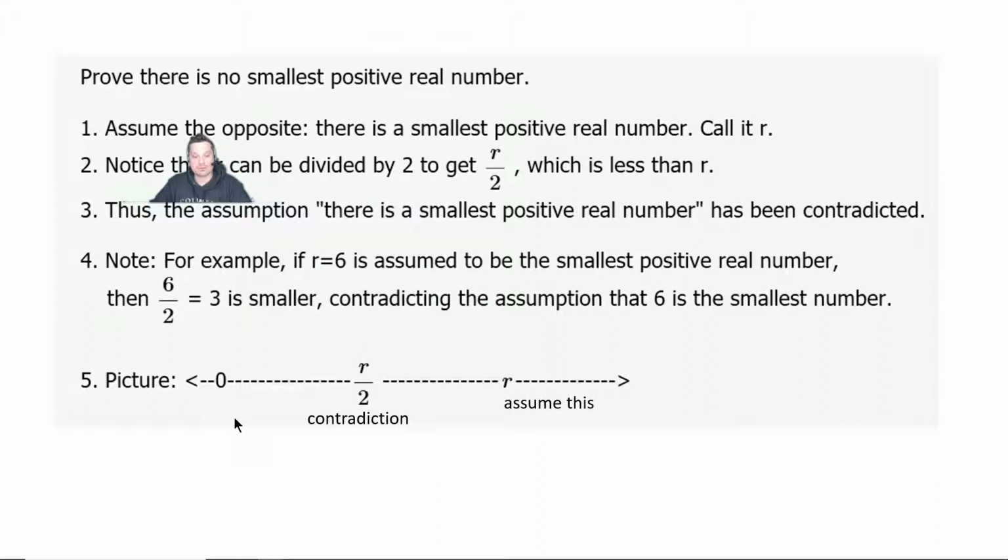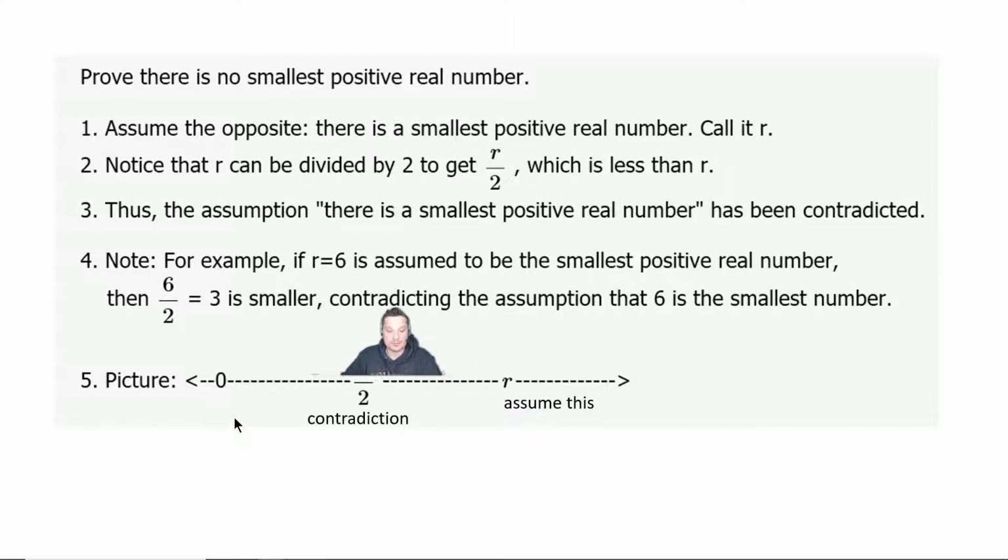So first of all, assume the opposite of what? That's the first part, right? So this says there is no smallest positive real number. So assume the opposite, meaning that there is a smallest positive real number. And for the sake of having a symbol, call that number r. So what we're assuming is that here on the number line, say to the right of 0, there is a smallest positive number, call it r, in that position above my head.